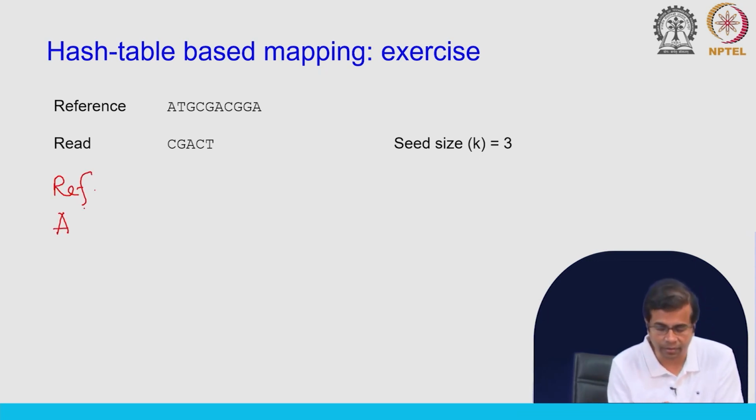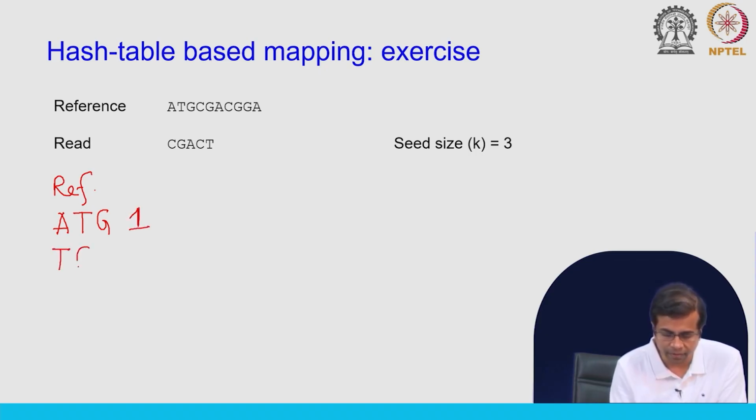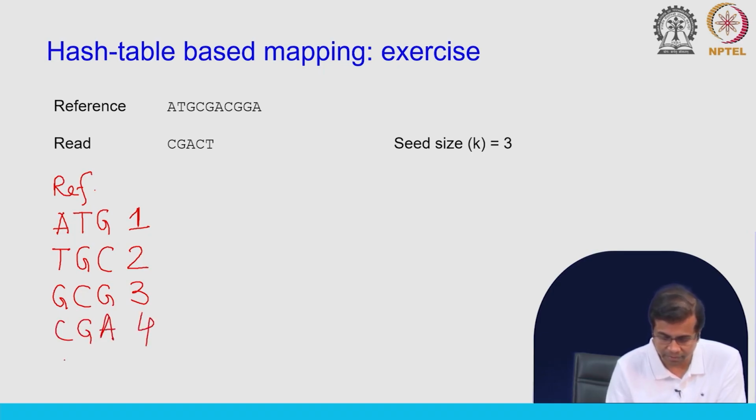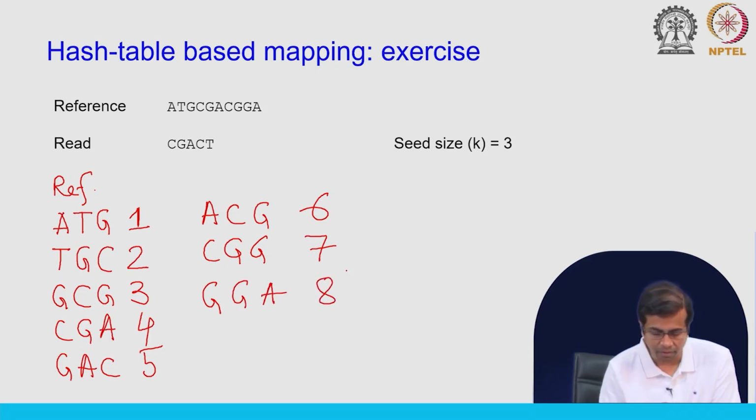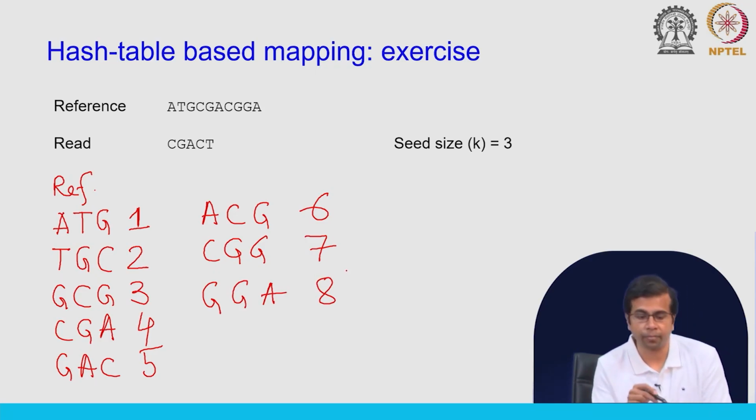So, what we will do is generate this: ATG, its location is 1, we have TGC, location is 2, we have GCG, location 3, CGA, location 4, GCC, location 5, we have CCG, location 6, CGG, location 7, GGA, location 8.